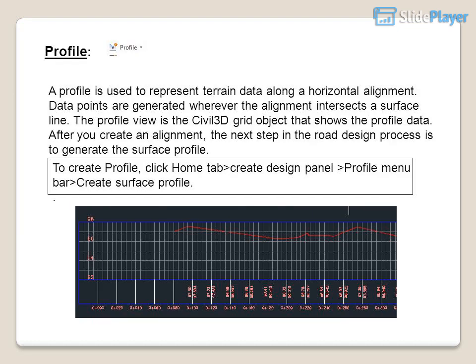Profile. A profile is used to represent terrain data along a horizontal alignment. Data points are generated wherever the alignment intersects a surface line. The profile view is the Civil 3D grid object that shows the profile data. After you create an alignment, the next step in the road design process is to generate the surface profile. To create a profile, click Home tab, Create Design panel, Profile menu, Create Surface Profile.